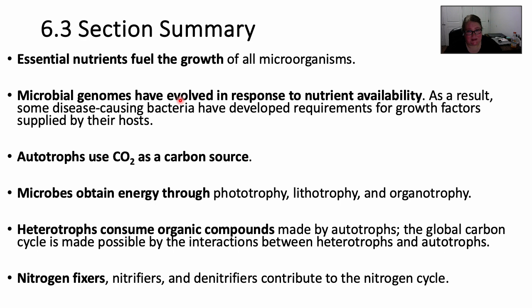Okay, so that's it for 6.3. We have talked about the essential nutrients for microorganisms. We talked about environmental niches. We've talked about the different forms of trophy: autotrophs, heterotrophs, chemotrophs, phototrophs. We now know what this means, and we'll be able to use that table. We talked about the nitrogen cycle and the carbon cycle. So that's it for 6.3. We'll see you back for 6.4.